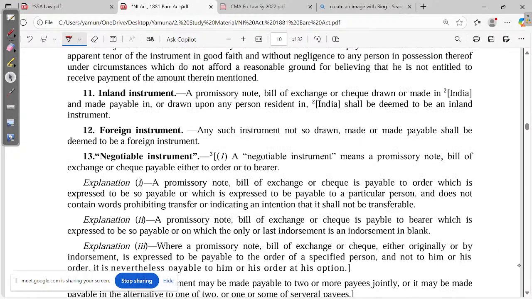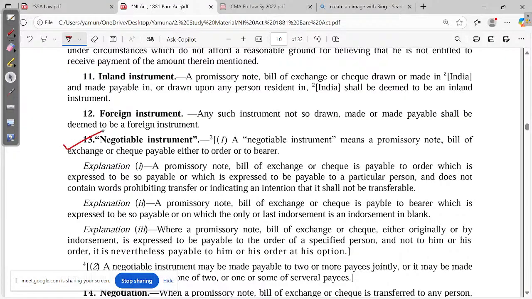See, negotiable instrument. Here is section 13. A negotiable instrument means, we have to define it. Means what? Promissory note, bill of exchange, or check payable either to order or to bearer. Either to order means it says pay to you; either to bearer means pay whoever is holding it; otherwise a specified person, meaning a mentioned name, and we say it is only for them.